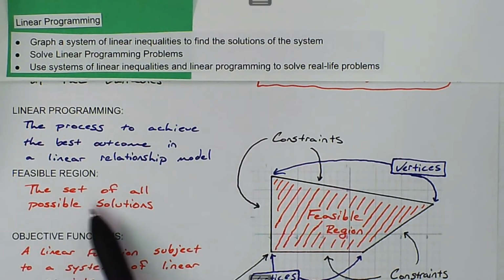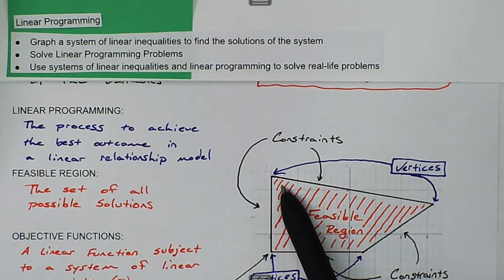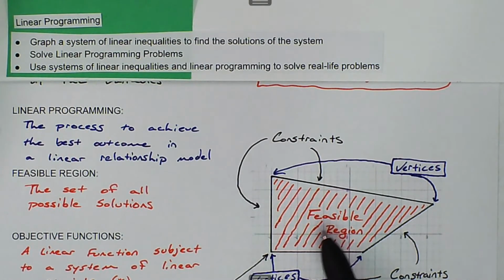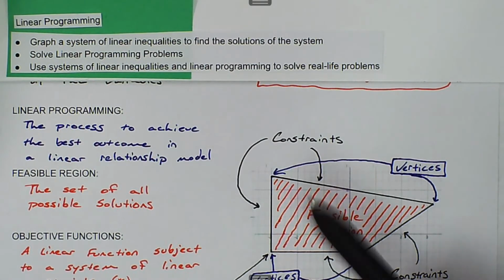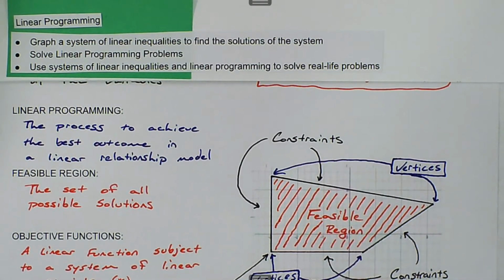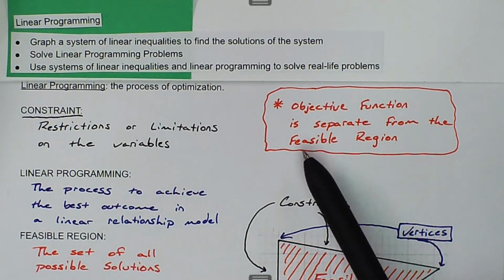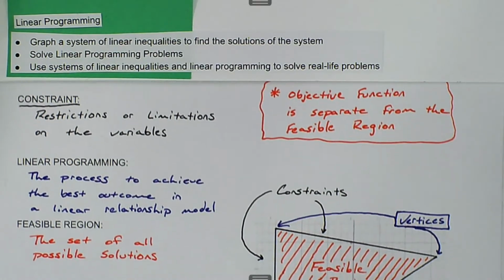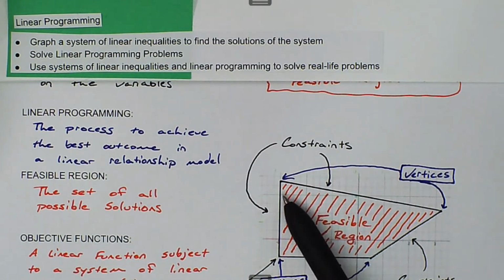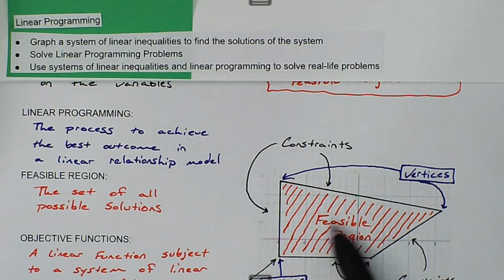The feasible region is the set of all possible solutions, and that is just everything that is inside the given constraints. The objective function is a linear function subject to a system of linear constraints. Okay, so here are the linear constraints right here, and something that we should note is the objective function is separate from the feasible region. So this is the feasible region. This is what we can produce from the given constraints, but then we'll take these values and substitute them into a different equation.